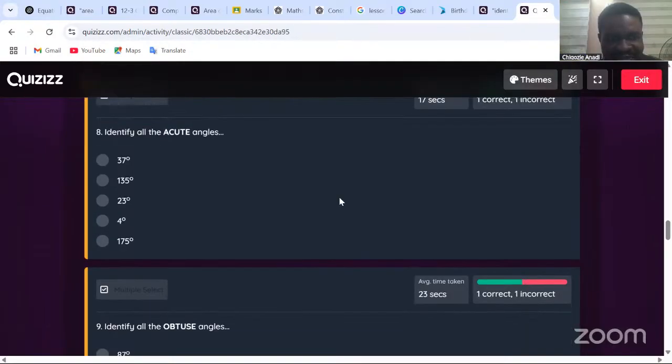Question 8 says identify all the acute angles here. So can you tell me the ones that are acute angles in these options? Can you identify them? 4, very good. 37, correct. 23, correct. Is that all? Yes. Very good, correct.